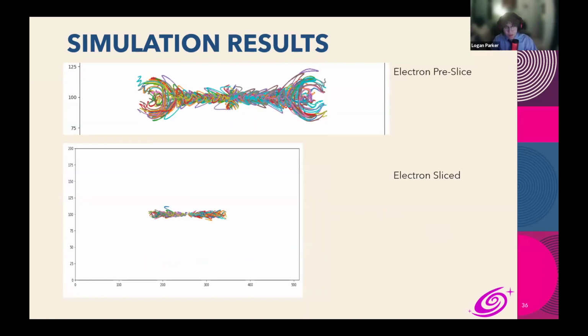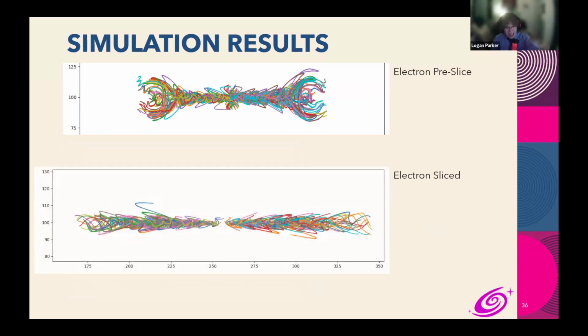It doesn't really do too much of the same for the electrons. It kind of looks like it gets rid of a lot of interesting motion here, but if you zoom in on the electron slice, it's still pretty interesting what we're looking at here.